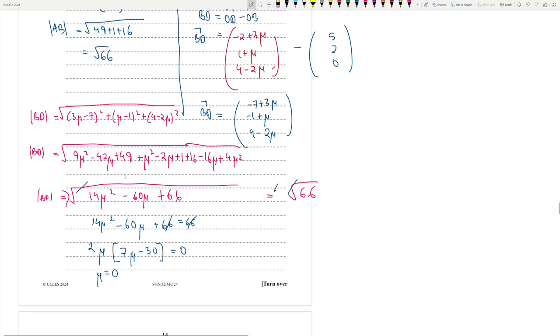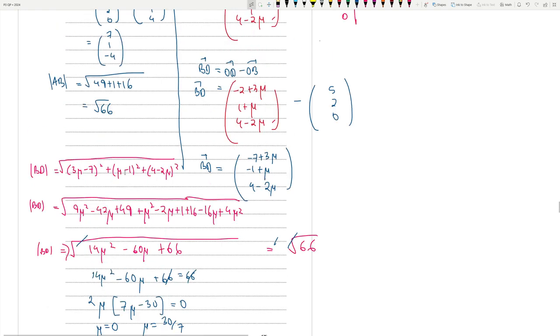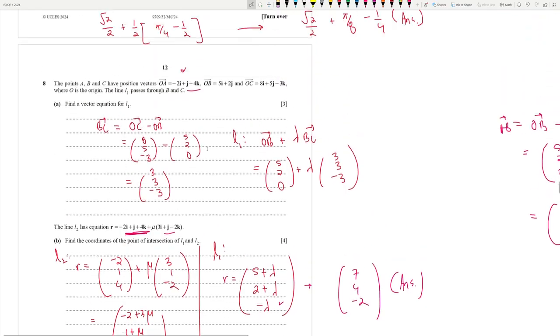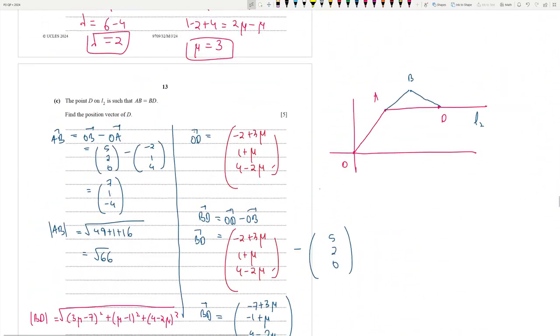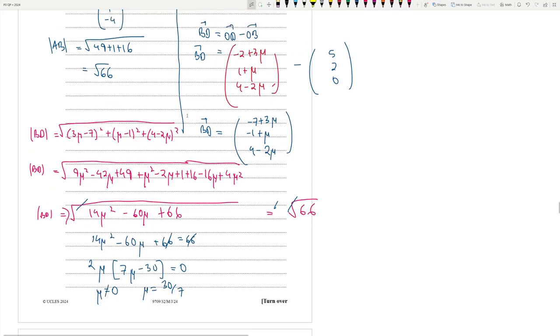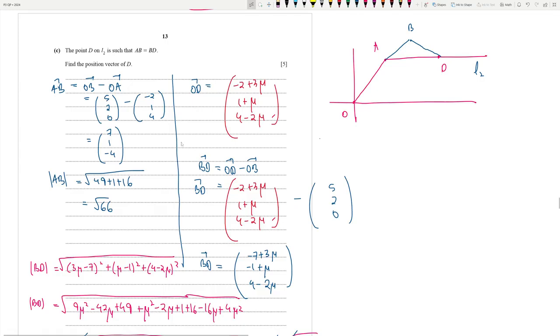So one of them is mu equals 0, which can't be possible I guess. Let's see. On the other hand we have 30 by 7. Can mu 0 be possible? No, it's not possible. So this is wrong. So mu is equal to 30 by 7. So what will the coordinates be for OD?